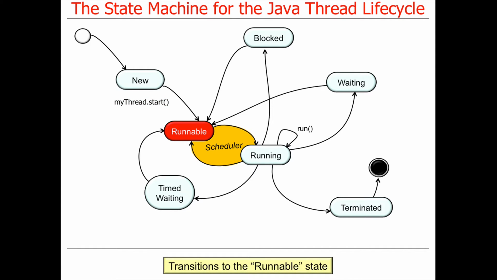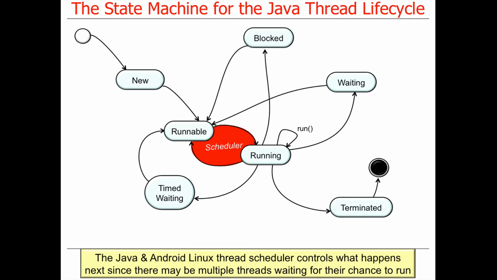After start is called, various things happen. The underlying operating system and virtual machine will create various resources to run the thread, such as a stack, various registers, other internal state, and it will also set the state of the state machine for the thread to the runnable state. At this point, the Java and Android Linux thread scheduler control what happens, since there may be multiple threads waiting for their chance to run.